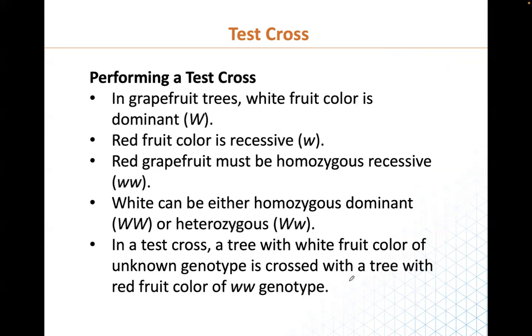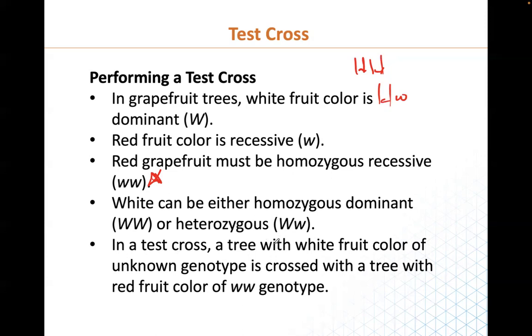So how do you perform a test cross? For example, we want to have a case study here. We have a grapefruit with a white color. The white is dominant, having uppercase W, and the red is recessive with a lowercase w. So the red grapefruit must be homozygous recessive. The one you know must be homozygous recessive. The white has to be either homozygous dominant or heterozygous dominant.